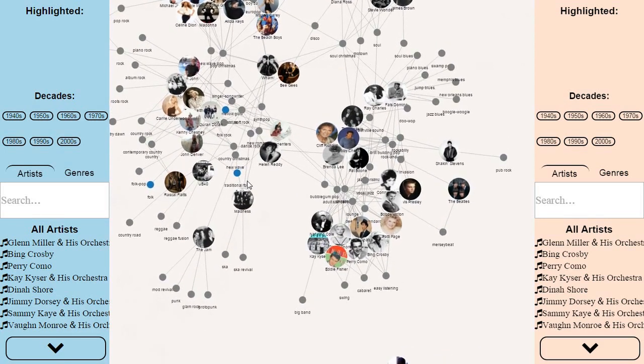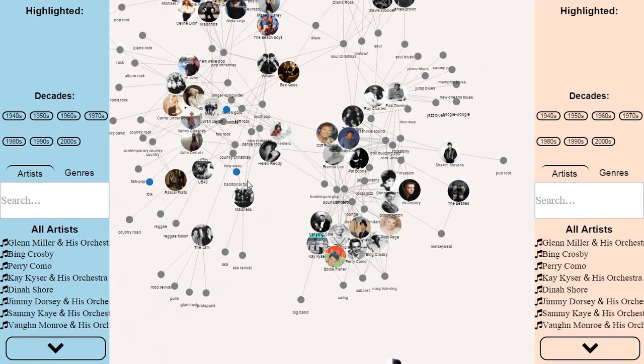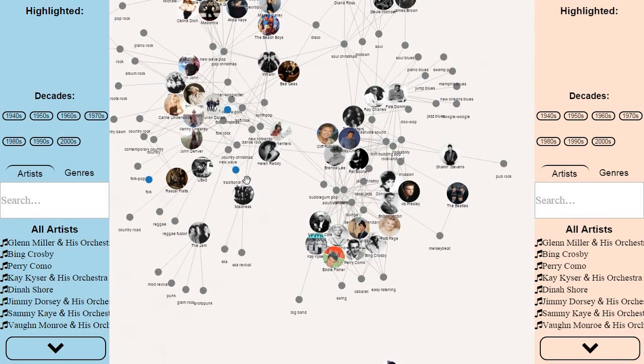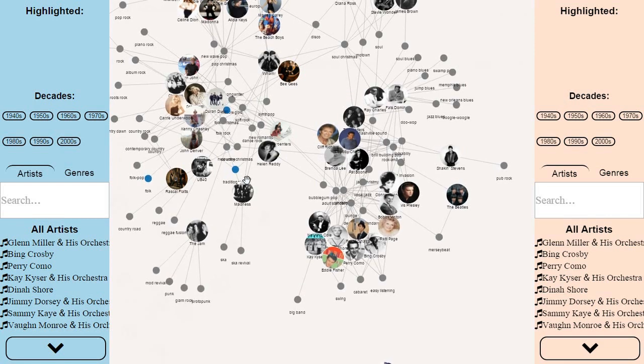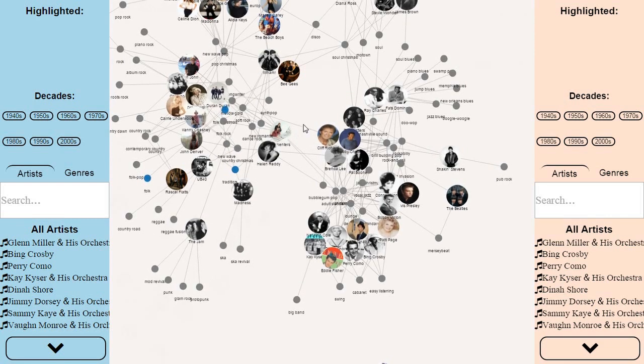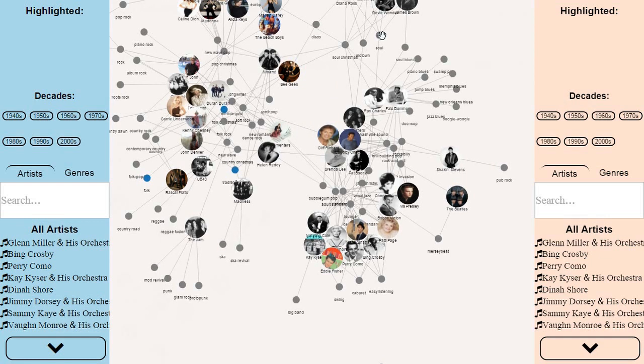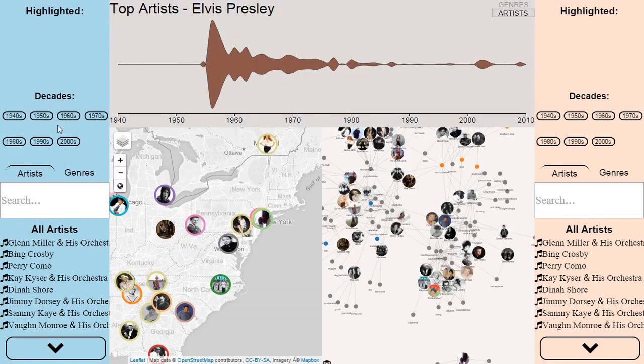For instance, if we click on a particular genre, such as traditional folk here, we get highlighted all the genres that are shared, and they all get colored in blue. And if we select another genre such as soul, all the subgenres such as soul Christmas, soul, and soul blues get highlighted in orange, so that we can have the idea of why some artists are linked together.